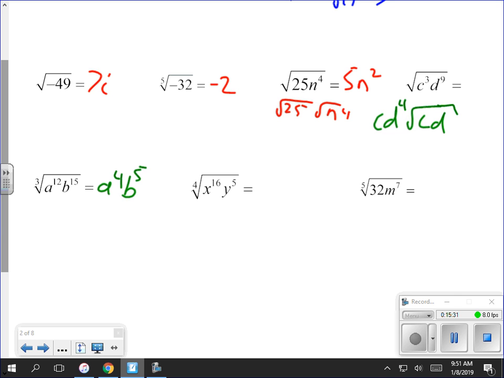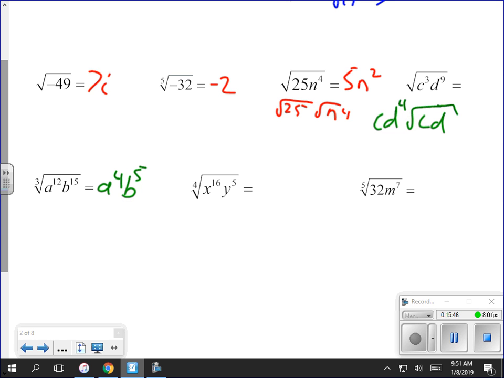B to the 5th, and nothing left inside. It goes in evenly. It's a perfect root. Those are perfect. That's a perfect cube root. Okay. Next one. I do the x's, I do the y's.